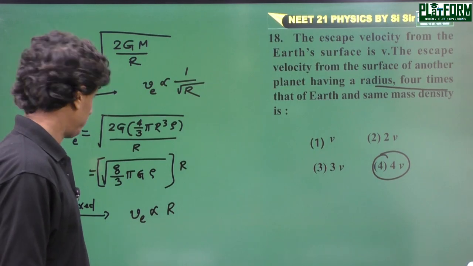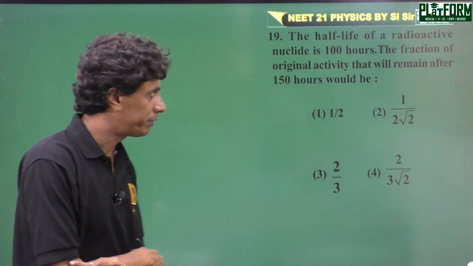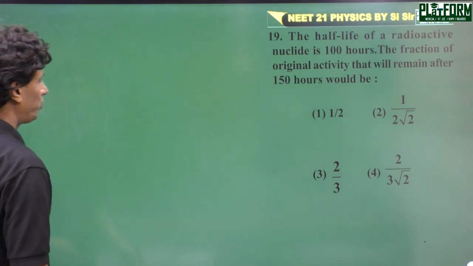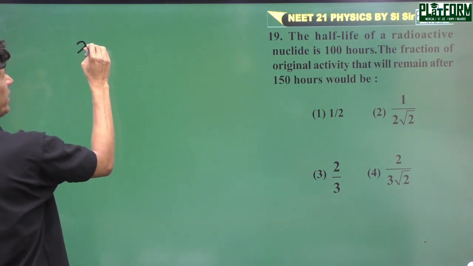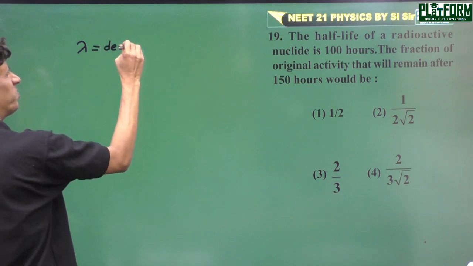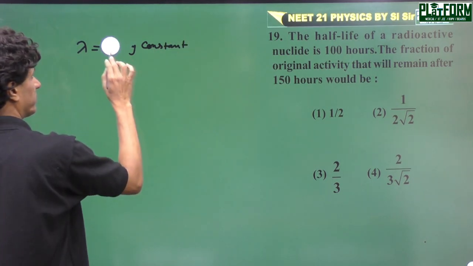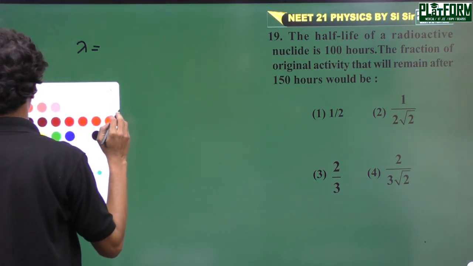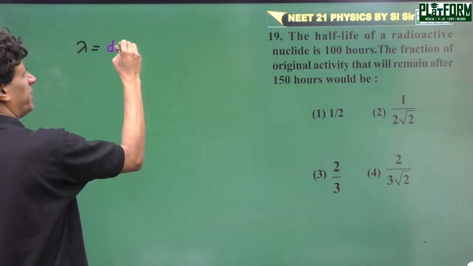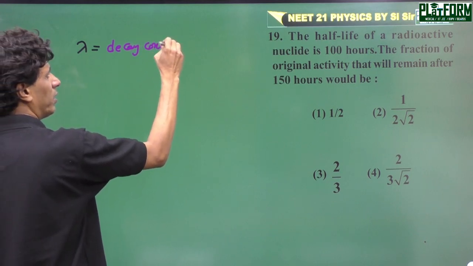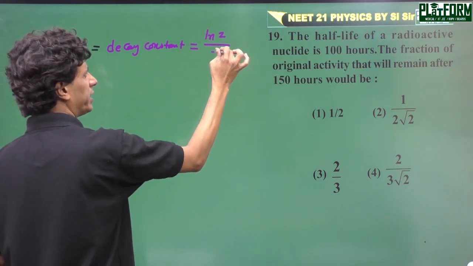Next problem. The half-life of a radioactive nucleus is 100 hours. What fraction of the original activity will remain after 150 hours? Lambda, the decay constant, is ln 2 by T half.